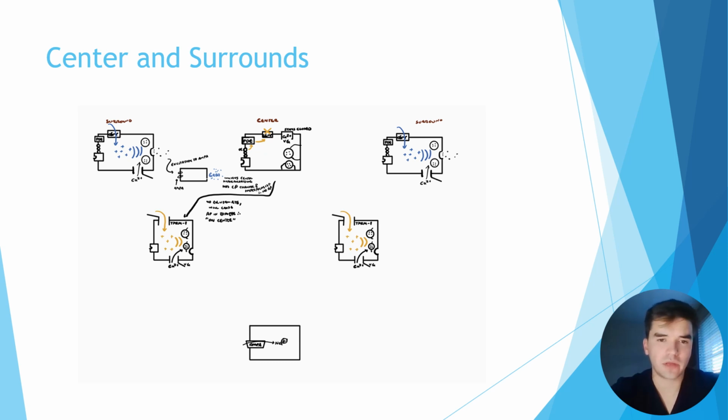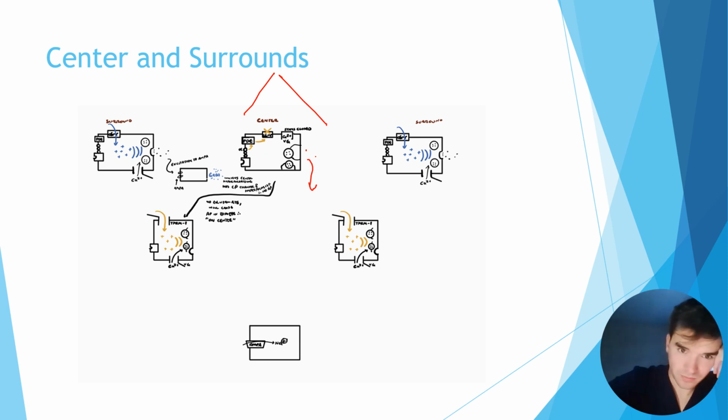So say, for example, you have your center, and there's light that shines down on it, right? But there's no light that shines down on this guy, nor this guy. Well, you wouldn't release glutamate, or you're releasing very, very little amounts of glutamate here, which would allow for our cells to send out signals and create action potentials.